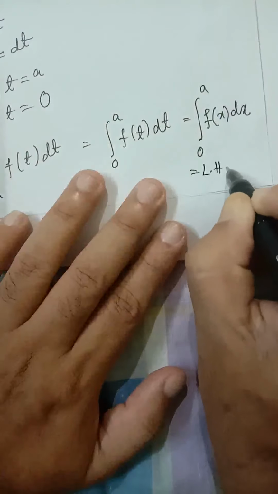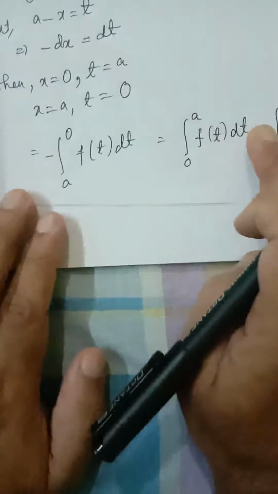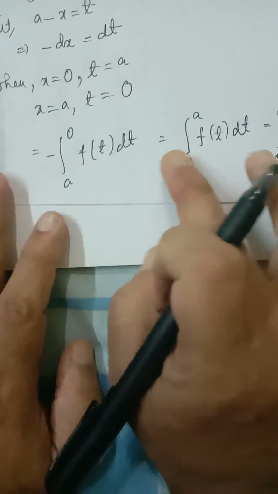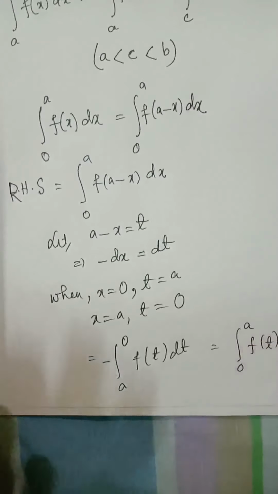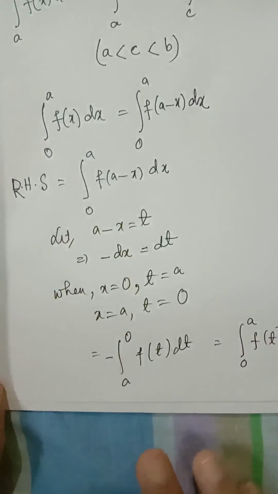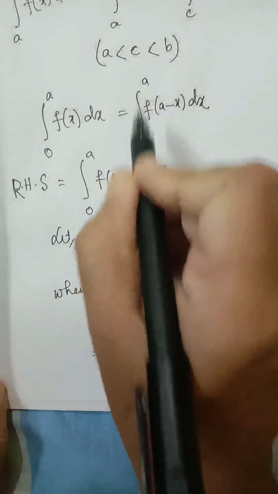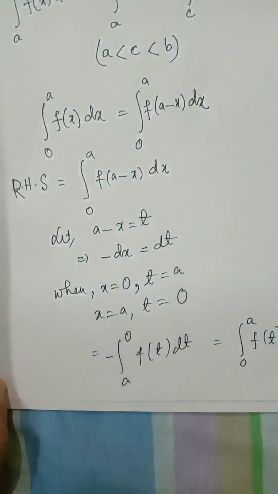And this is the proof, and this is a very, very important proof. Here we have used property 1, and from this line to this line we have interchanged the limit. Here I have used property number 2, and this is a very, very important property, and there will be lots of questions on this particular property. So 0 to a f(x) dx equals 0 to a f(a minus x) dx. If we replace x by a minus x, you can see the value of the integral will be the same.